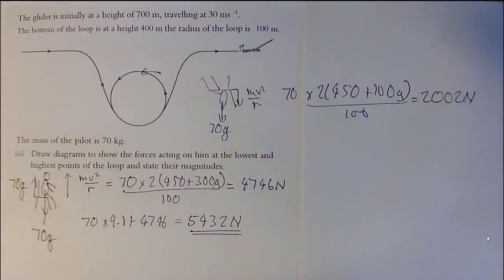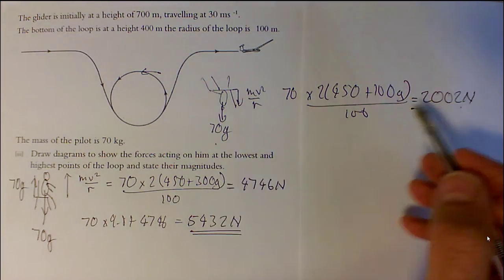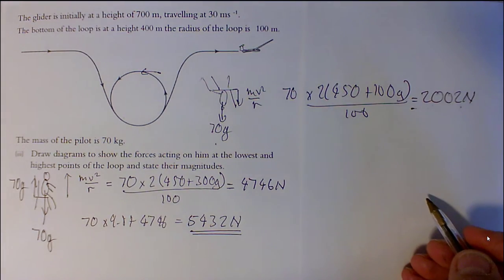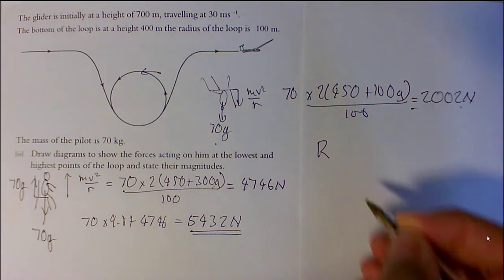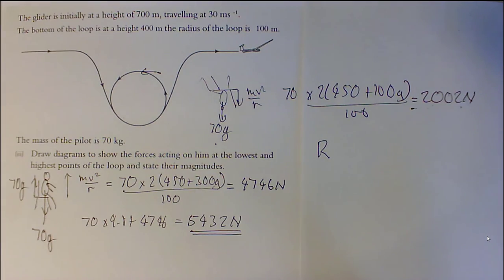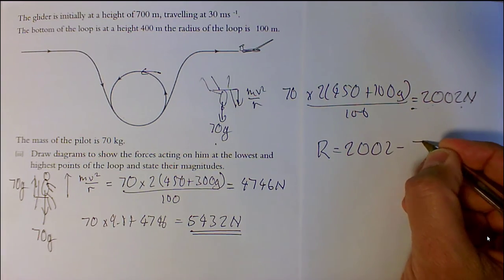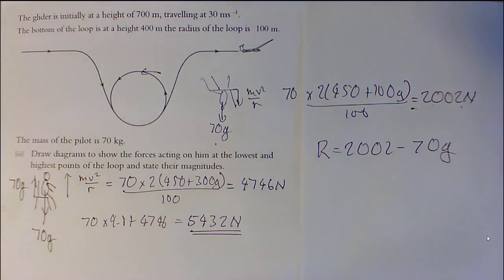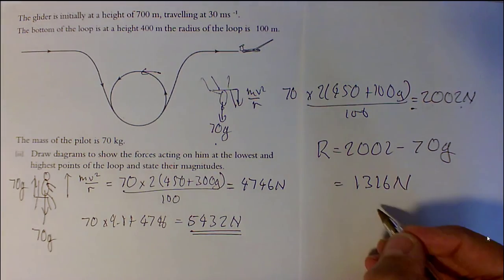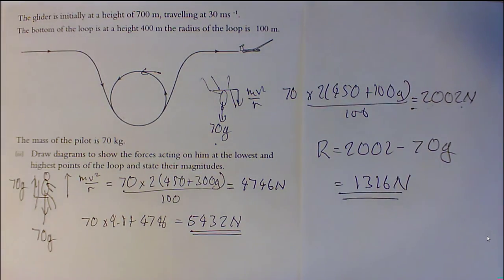2002 newtons. But this time we have to subtract our 70g from that 2002 newtons. So the normal reaction of the chair, the pilot's seat, on the pilot is now 2002 minus 70g, which I reckon is 1316 newtons. And this figure does actually agree with the one in the answer section.